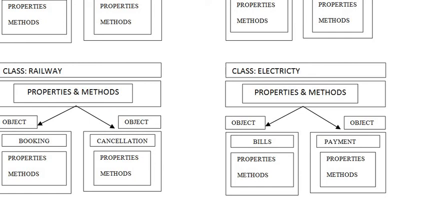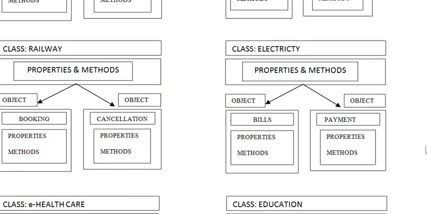Here it can vary for each and every state. How is the booking facility provided? How is the cancellation provided? It all depends on different states. And for electricity billing also, I can have the billing section and I can have the payment methodology. Here I have explained with only two different instances of objects, but it can be taken much more.